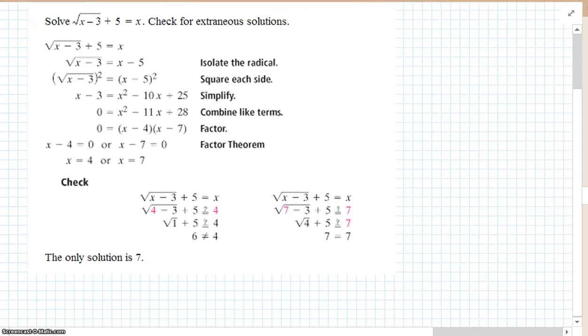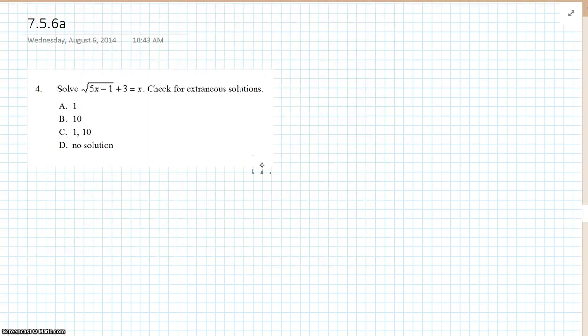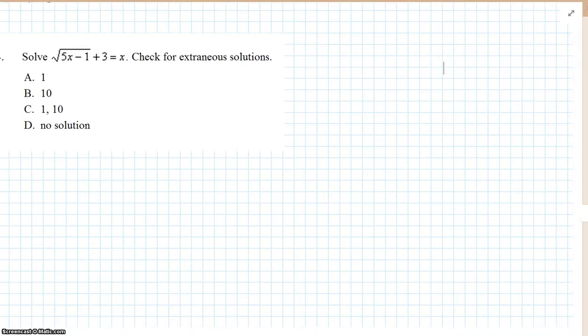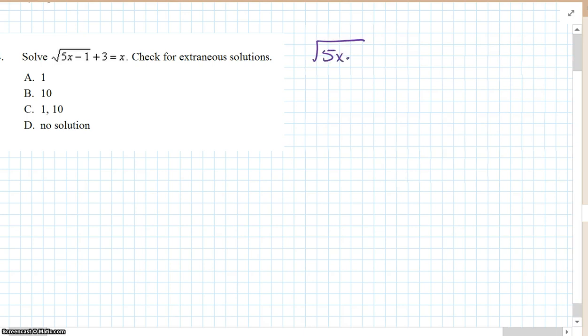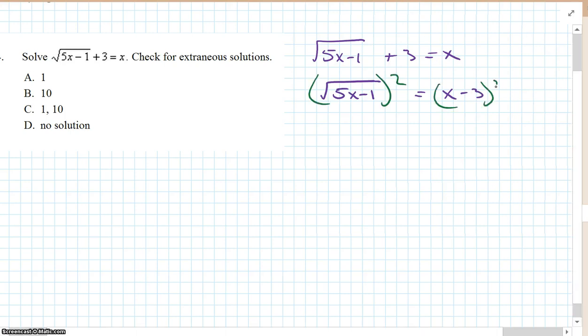And then you plug it back in the equation. And you notice the 4 does not work, but the 7 does. So the only solution is 7. So you've always got to check for extraneous solutions. So here we go. I've got the square root of 5x minus 1 plus 3 equals x. So subtract 3 from each side. So I've got the square root of 5x minus 1 equals x minus 3. I'm going to square each side. So I'm going to get 5x minus 1 equals x squared minus 6x plus 9. Get everything to one side of the equation, set it equal to 0. So I'm going to get x squared minus 11x plus 10 equals 0.